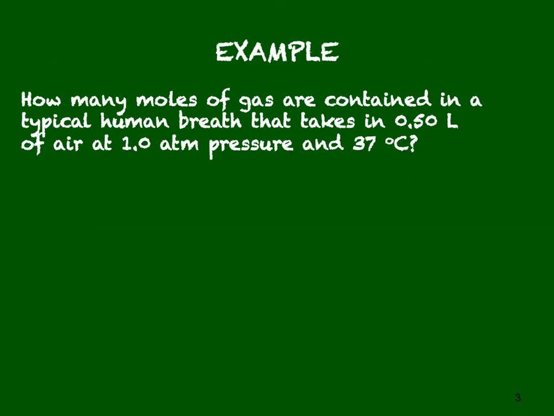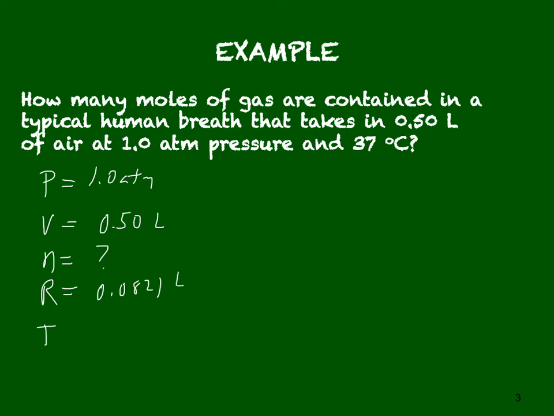Let's do an example of the perv-nerd equation. How many moles of a gas are contained in a typical human breath that takes in 0.50 liters of air at 1 atmosphere of pressure and 37 degrees C? So what have I got? I've got my pressure, volume, number of moles, R, and T. The pressure is 1.0 atmospheres. The volume is equal to 0.50 liters. The number of moles is what I'm looking for. R is a constant, 0.0821 liter atmospheres per mole Kelvin. And the temperature is 37 degrees C.